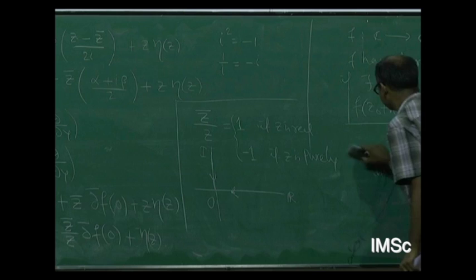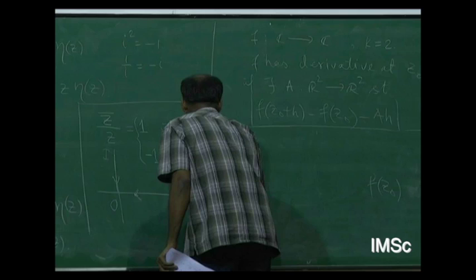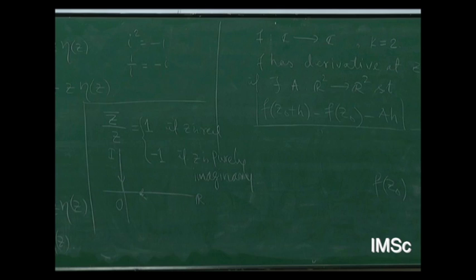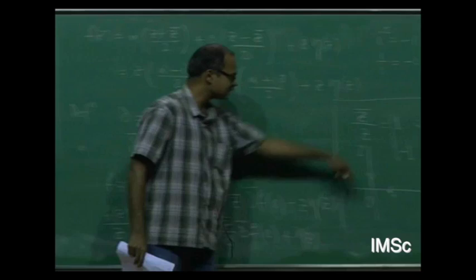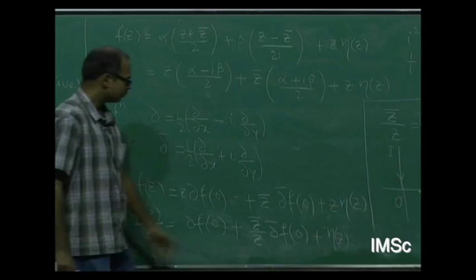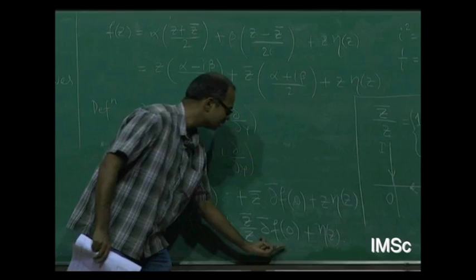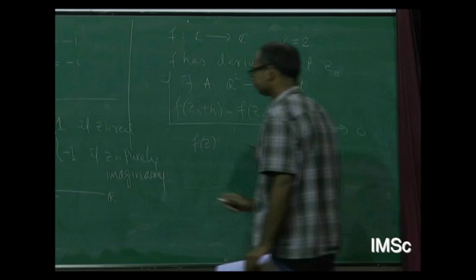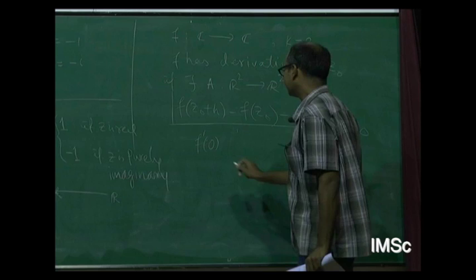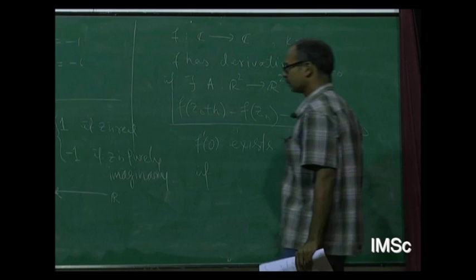So if z is purely imaginary, this quantity then depends on the direction we are moving. If we move through the real axis, it is always 1, and if we move through the imaginary axis, it is always minus 1. So to have a derivative, we surely need this quantity to be 0, otherwise it does not exist. So we need this coefficient, whatever has come, to be 0. I am saying that the derivative at 0 exists if delta bar f of 0 is 0.